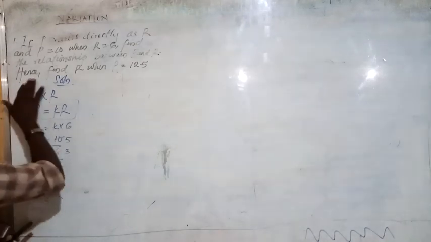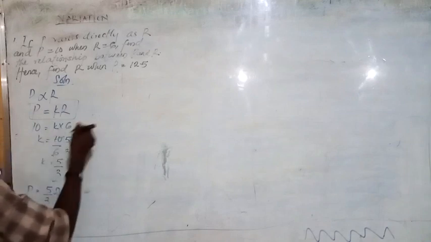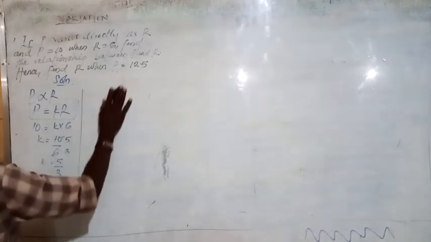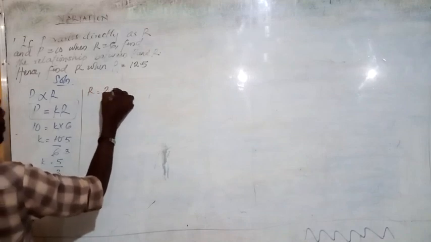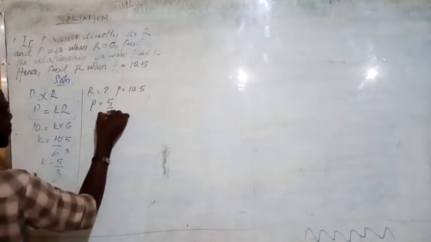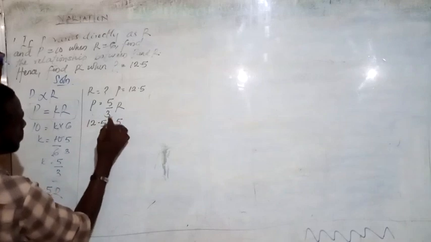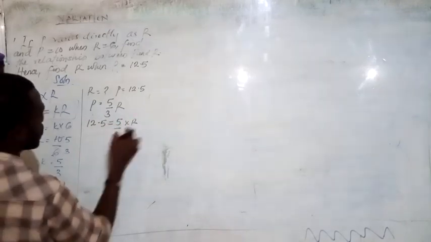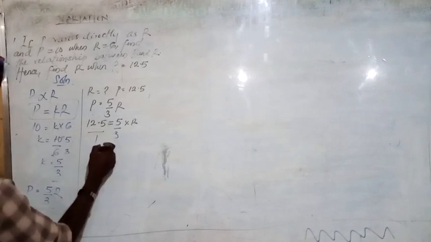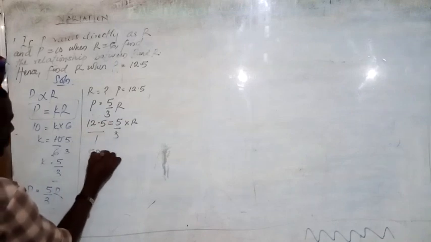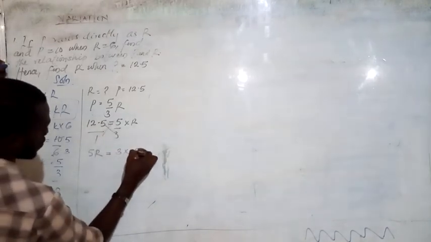Okay, so the next thing we'll now do is find R when P equals 12.5. So using that equation, P equals 5 over 3 R. So that's the essence of writing it. R is what we're looking for. P is this. So we have 12.5 is equal to 5 over 3 times R. So we can cross multiply here. By cross multiplying, we're going to have 5R is equal to 3 times 12.5. So from here we can divide both sides by 5.